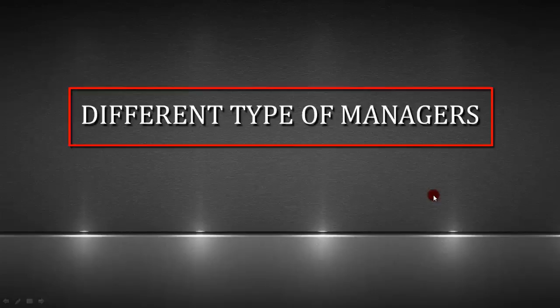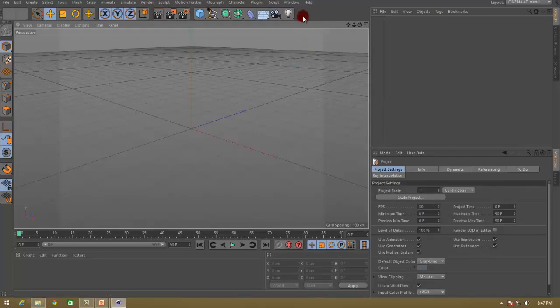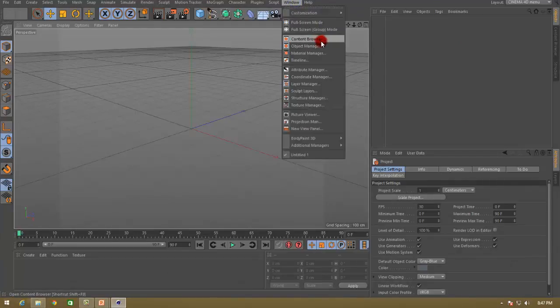Let me start with the different types of managers in Cinema 4D. Here you can see different types of managers inside the Window menu, something like a content browser, object manager, material manager, attribute manager, coordinate manager, layer manager, structure manager, texture manager. There are different types of managers available inside Cinema 4D, and they do different things.